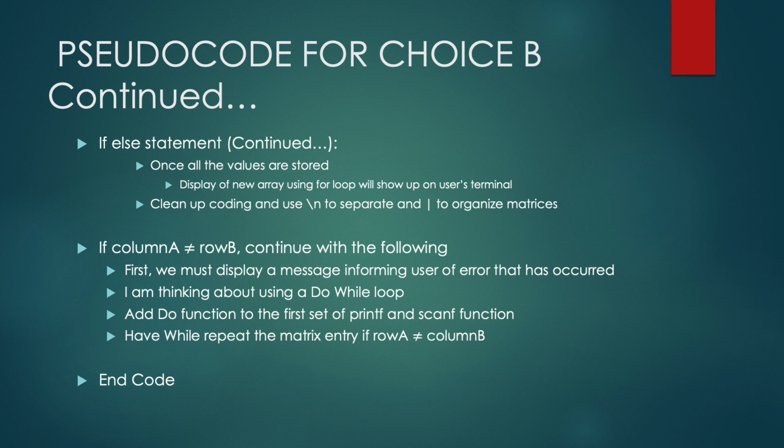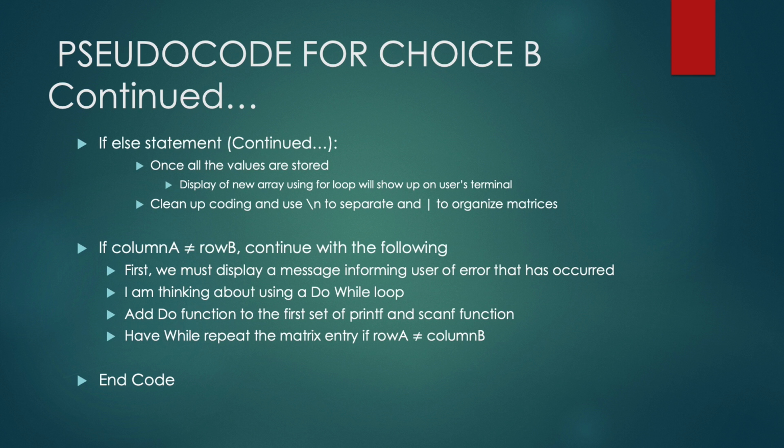Once all the values are stored, we will display the new array to the user terminal by using the for loop as used before, and we will be cleaning up the coding for that area by using the \n for the printf function and the vertical bar to organize the matrices and the coding.